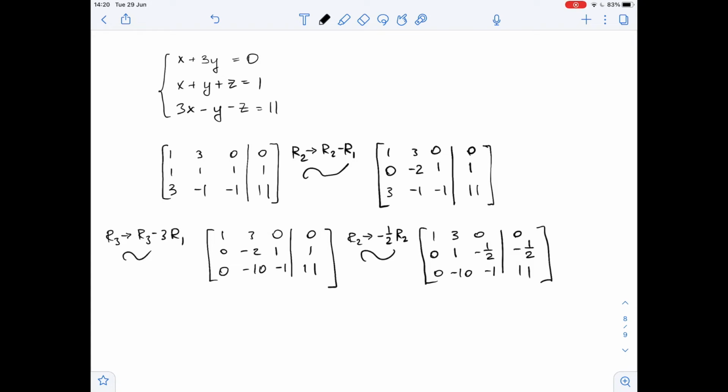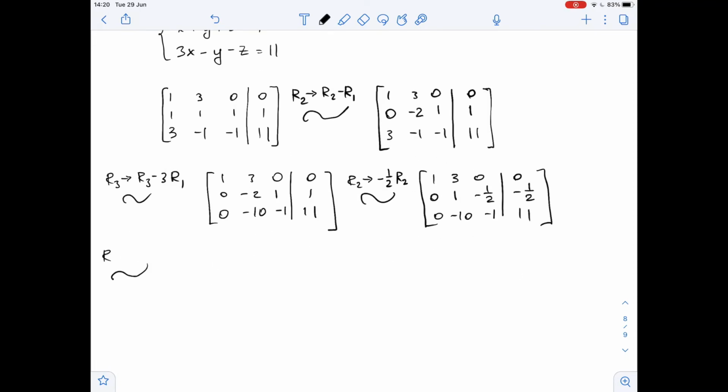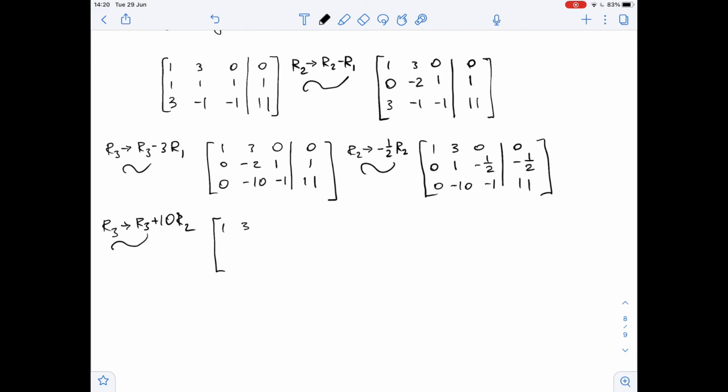Next step is to add row 2 multiplied by 10 to row 3. So row 3 becomes row 3 plus 10 times row 2, and our matrix turns into 1, 3, 0, 0, 0, 1, -1 over 2, -1 over 2, and here we have 0, 0, -6, 6.